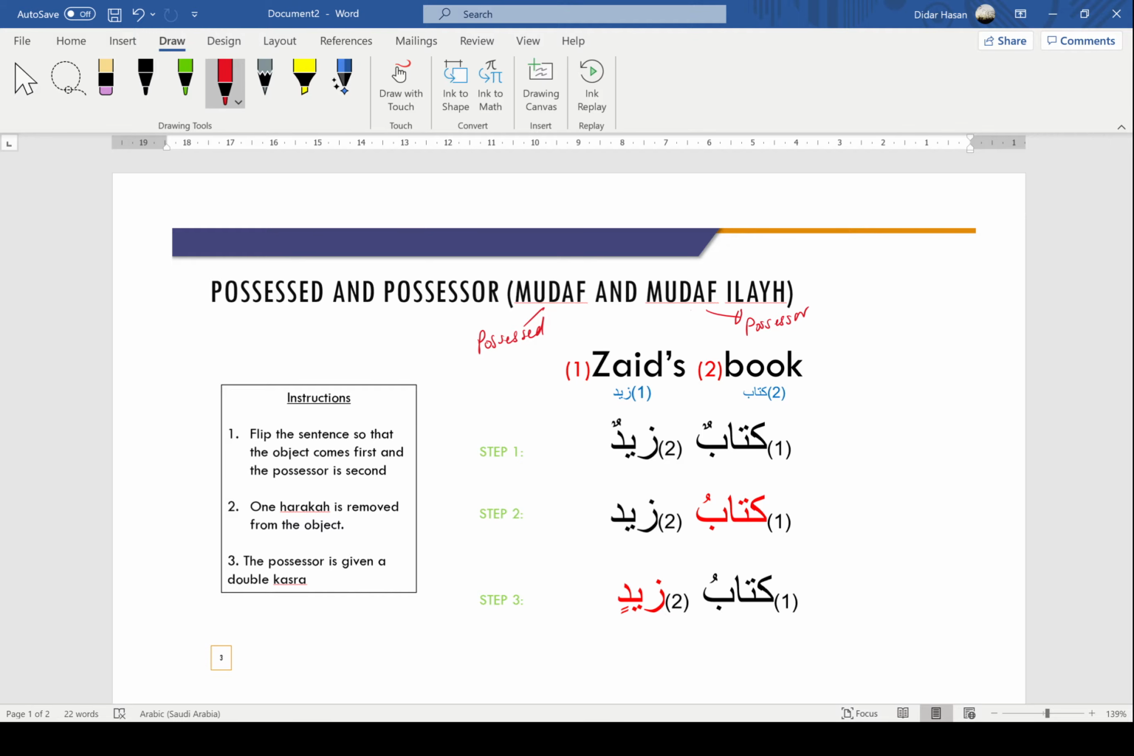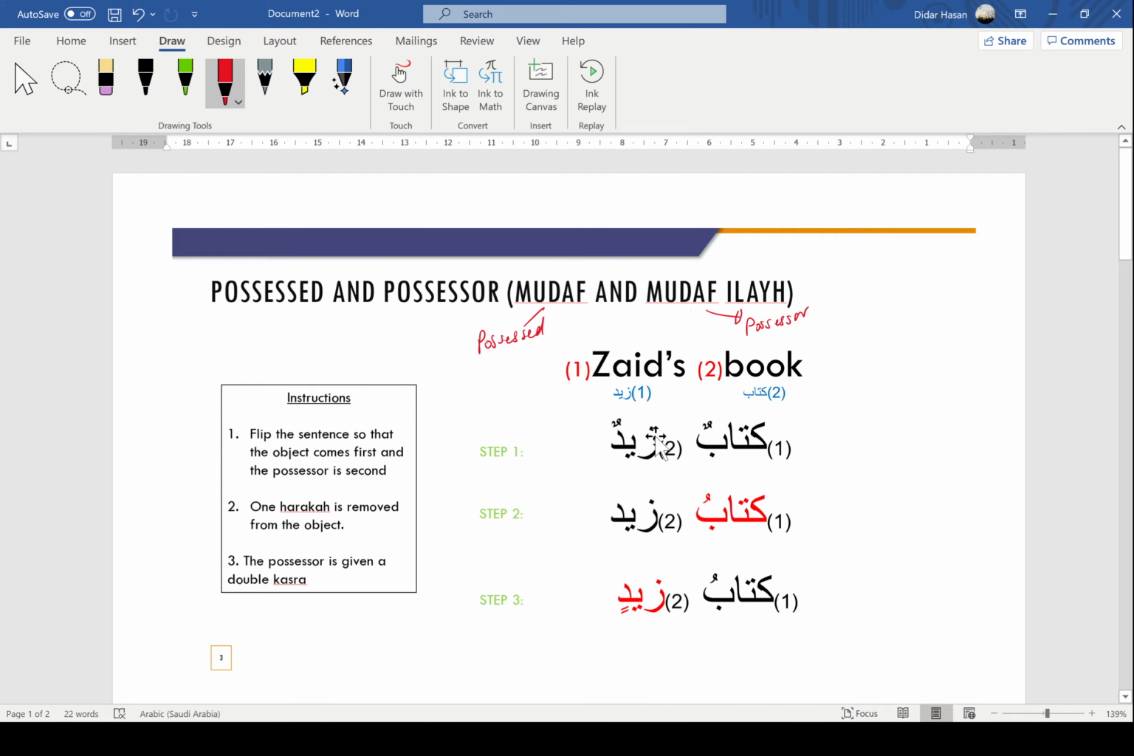Let's say we want to say Zayd's book. Obviously, we have the word Zayd and we have the word book. Now we need to know what these words mean in Arabic. Here I wrote down Zayd, and book is kitab. Look at instruction number 1: flip the sentence so that the object comes first and the possessor is second. In Arabic, whatever is being possessed, the mudaf, comes first. So I'll write kitabun first.